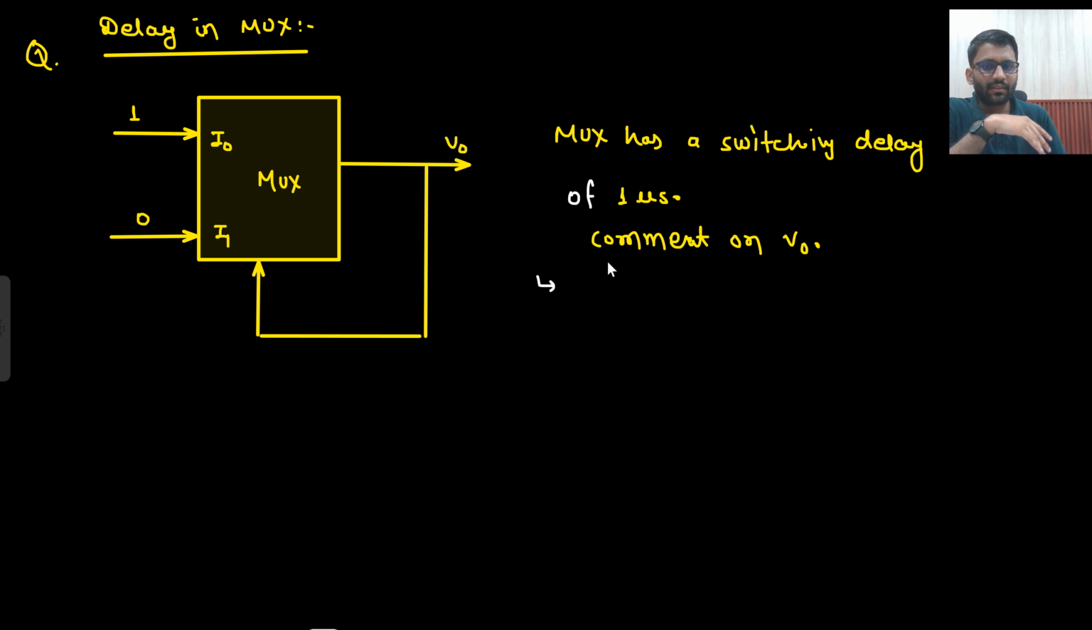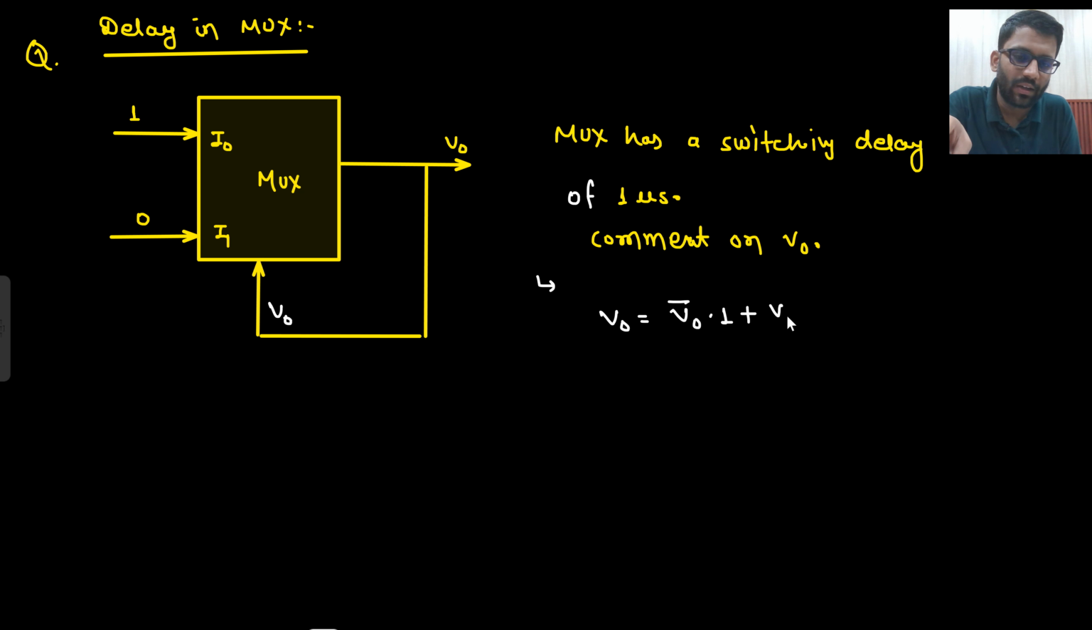What is the select line here? Select line is directly connected to the output. So this is your V naught. So let's try writing V naught. What will be V naught? If V naught is not there, then it would take 1, and if V naught is there, it would take 0. So your V naught is equal to V naught bar.